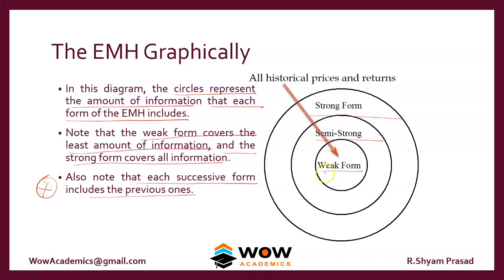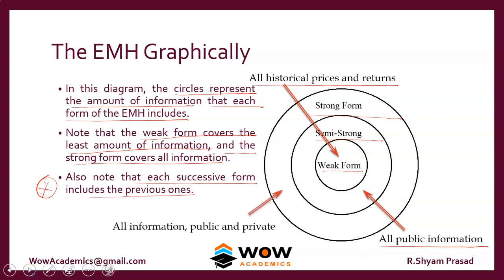So what is the information captured in the weak form? In the weak form, all the historical prices and returns of a share are captured. In the semi-strong form, publicly available information is included, plus the historical prices and returns. And the strong form includes all information, public and private, so it also includes all public information and all historical prices and returns. So that's about the information content in each of the forms.